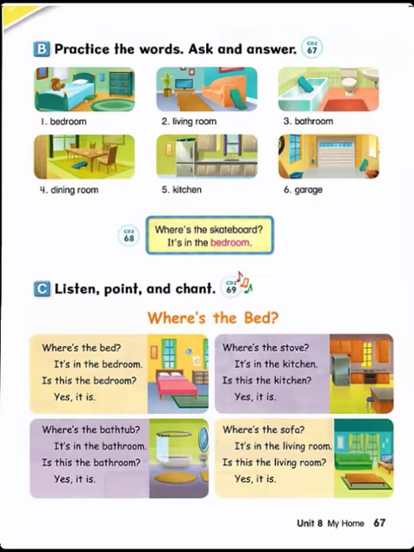Page 67. B. Practice the words. Number 1. Bedroom. Number 2. Living room. Number 3. Bathroom. Number 4. Dining room. Number 5. Kitchen. Number 6. Garage.